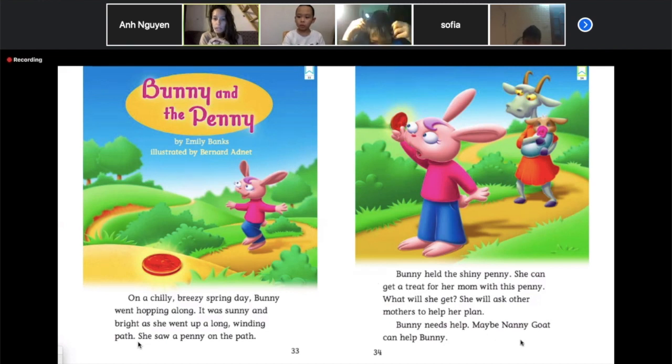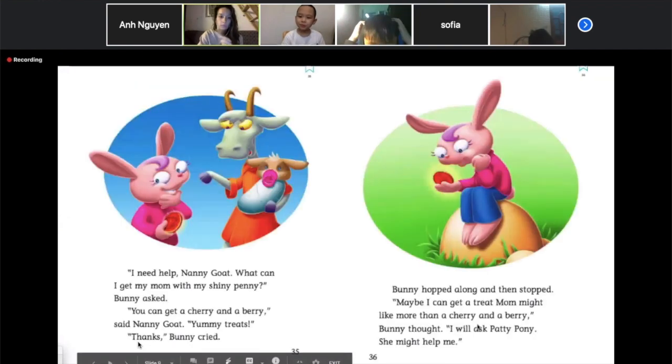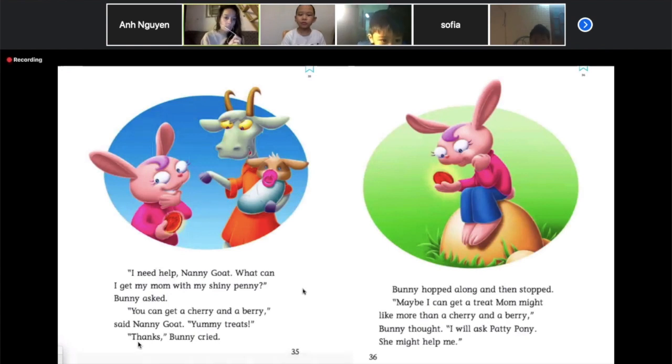Bunny needs help. Maybe Nanny Goat can help Bunny. I need help, Nanny Goat. What can I get my mom with my shiny penny? Bunny asked. You can get a cherry and a berry, said Nanny Goat. Yummy treats. Thanks, Bunny cried.